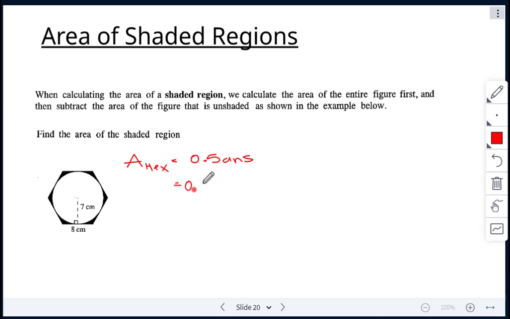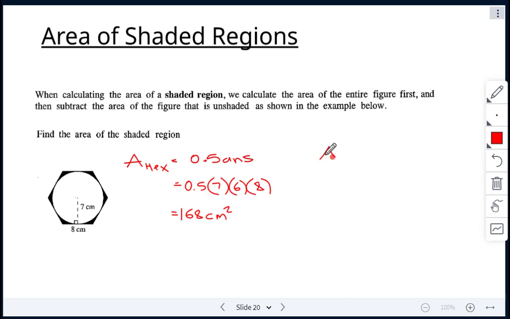So 0.5 times 7 times the number of sides, which is 6, times the side length, which is 8 centimeters. Multiply that all out, and we get the area to be 168 centimeters squared. So that's the area of the whole hexagon. Next, we have to figure out the area of the circle.